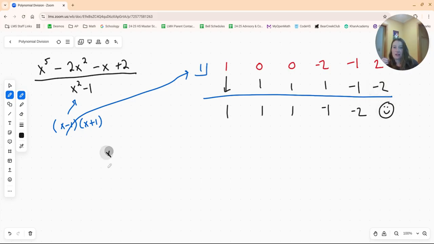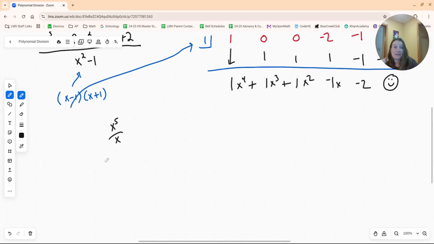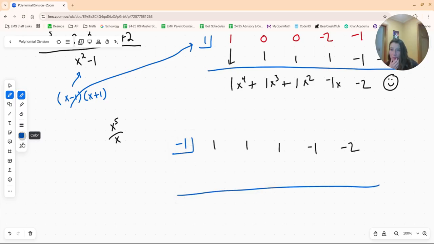That was an x to the fifth dividing out one root, 1x. So this is going to be x to the fourth, x cubed, x squared, x, and then my constant term. I'm going to take that expression, 1x to the fourth, 1x cubed, 1x squared, negative 1x minus 2, and I will divide out from that my negative 1 root. This one will be a little bit trickier because of that coefficient being negative, but it's not terrible.